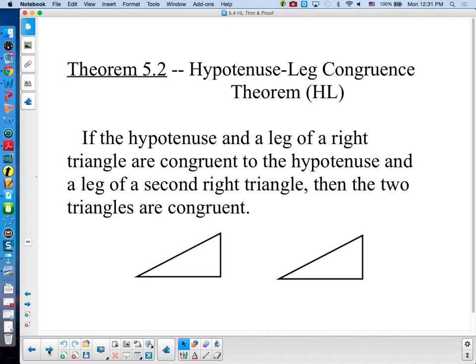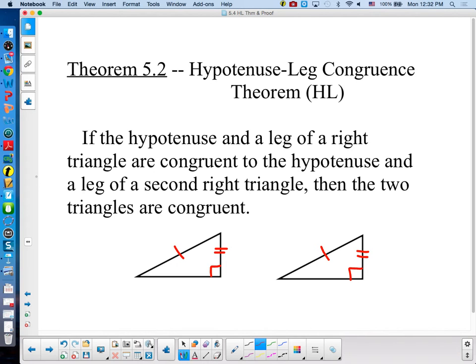As far as marking your picture for your notes, you need to mark that these are right triangles. If they're not right triangles, you can't use hypotenuse-leg at all. So the hypotenuse is which side of the right triangle? It is the longest. It is opposite the right angle. So that side and that side would be the hypotenuse, and they are congruent. And then we need one pair of legs. It can't be the short one here and the long one there. It has to be the matching ones. So I marked the short one in each. That's an example of hypotenuse-leg.